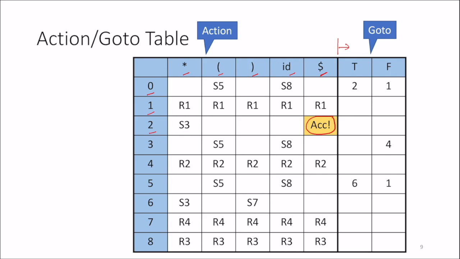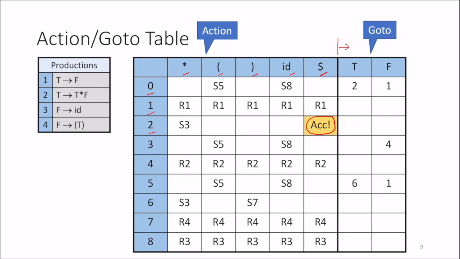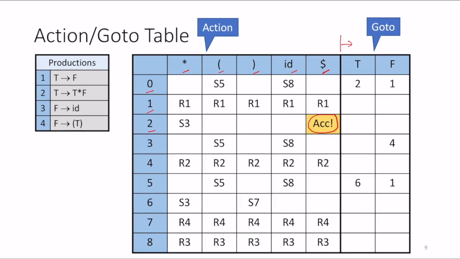Other actions, so all of these, this is for a specific grammar, this action Goto table. The grammar that it's built for is shown here. It has 4 production rules. It has 2 rules with T on the left-hand side, which are 1 and 2 here.